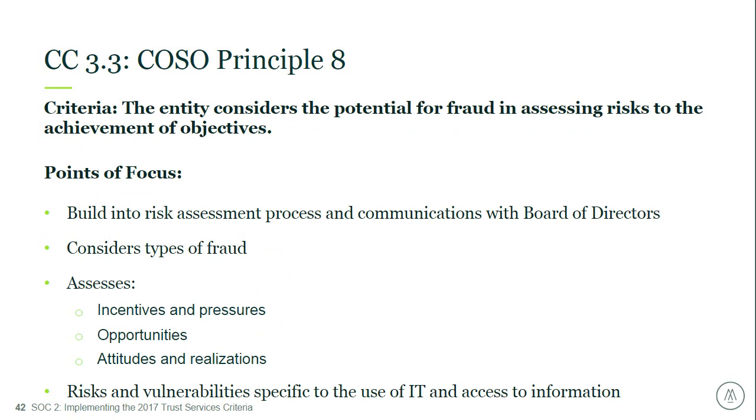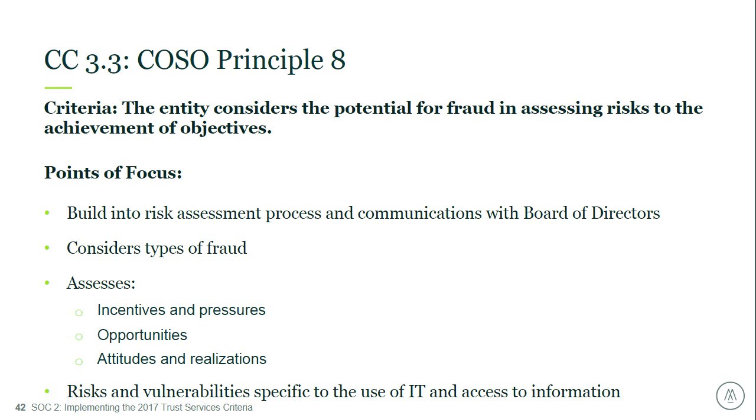Next is COSO Principle 8, which talks about the entity considers the potential for fraud in assessing risk to the achievement of objectives. In the new criteria, obviously they're specifically calling out fraud, where that's not something that's been explicitly called out before. I'm sure entities think about fraud all the time, so it's figuring out how do we build this into our SOC 2. And also I think where my clients have struggled is, well, what does fraud mean from the SOC 2 perspective and what's in scope?